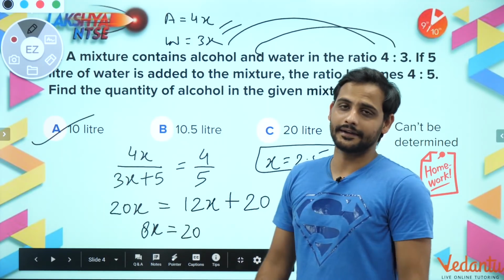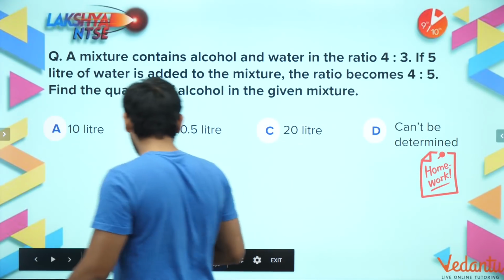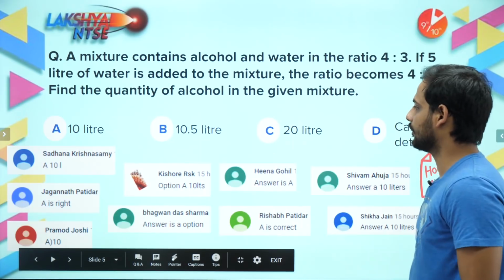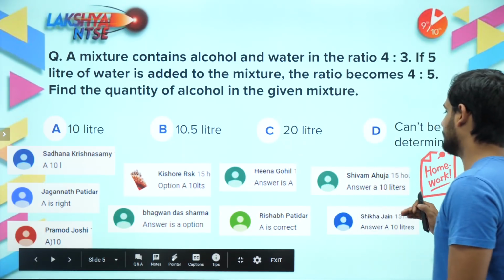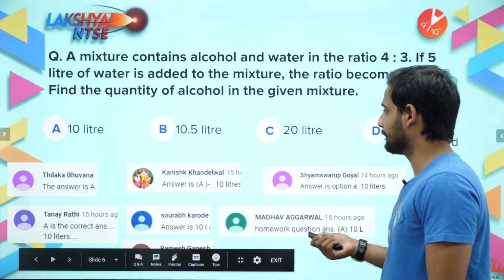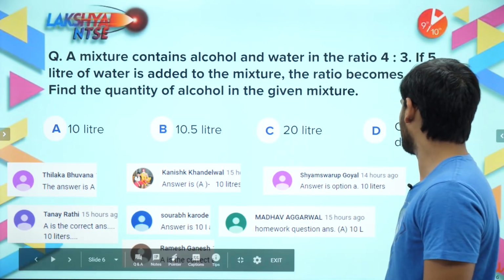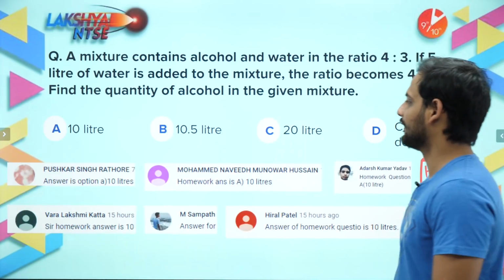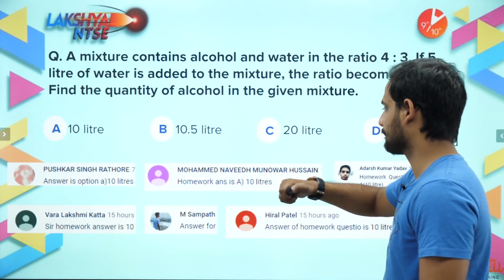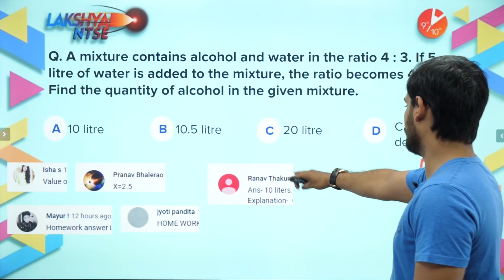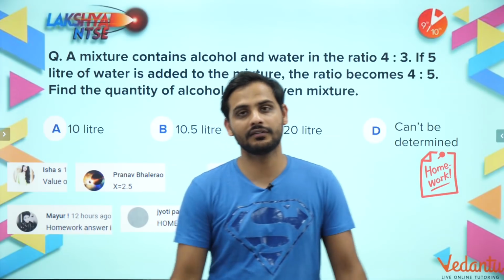So the correct answer is what? 10 liters. And again, I'm really very happy that so many students have given me the responses. I would like to tell each and everyone's name. We have got the correct answers from Sadhana Krishnaswamy, Jagannath, Pramod, Kishore, Bhagwan Das, Hina, Rishabh, Shivam and Shikha. Then Tilaka, Tanay, Kanishk. So Ramesh is there, Madhav and Sham Sarup. Acha, got it. Ramesh. Now Pushkar, Naveed, Adarsh, Hiral, Sampath, Varalakshmi, and then Isha, Pranav, Ranav, Jyoti and Mayur. So these are the star students of the previous session who have given the correct answers.